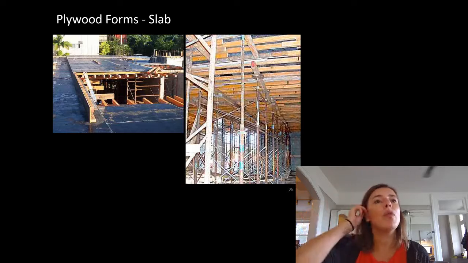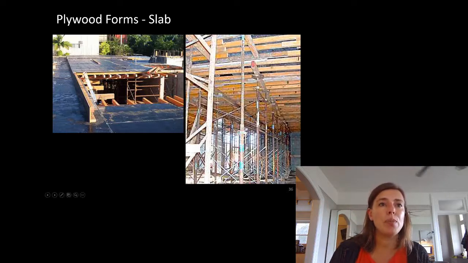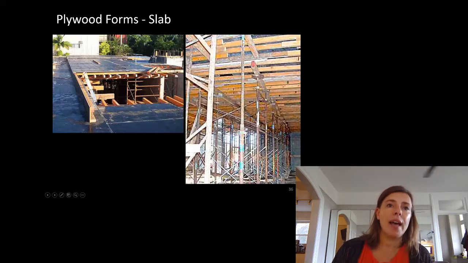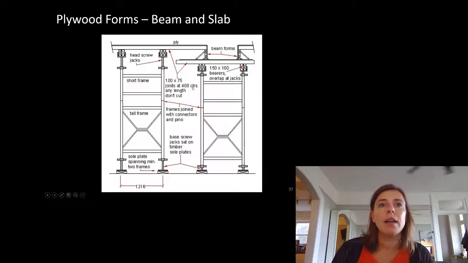Here's the plywood forms to do a slab. So this is before the reinforcing even goes on. You can see that we do need to build our building twice. This is a series of wood elements that are supporting our formwork that's going to have the reinforcing put on it, and then the concrete cast. And then all of this bit will come and be taken away.